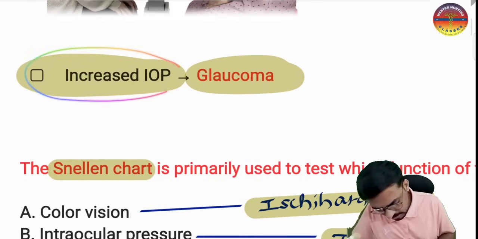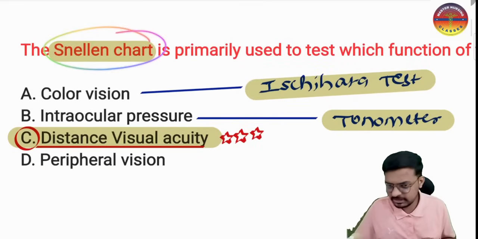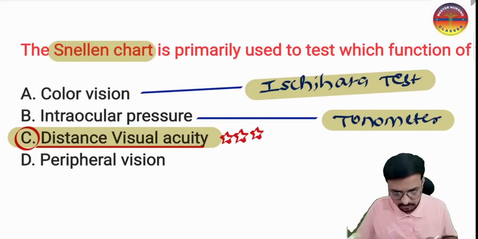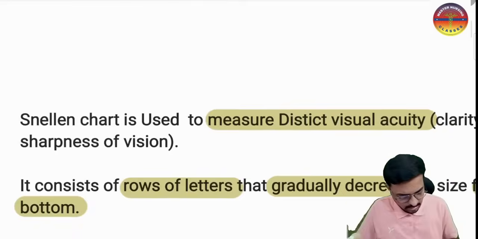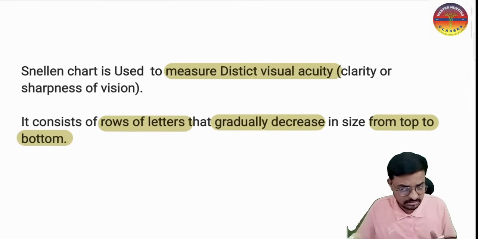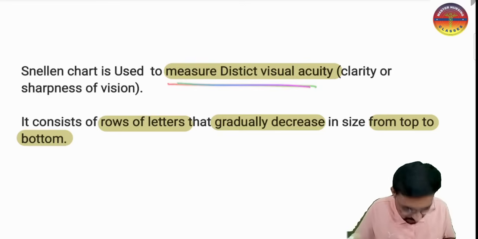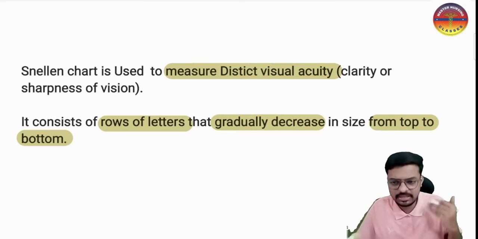Raised intraocular pressure we call glaucoma. And we have discussed the question on the Snellen chart. This is made for the assessment of distance visual acuity. For the assessment of near visual acuity, we have the Jaeger's test. So this Snellen chart is used to measure distance visual acuity, not near. For near visual acuity we have the Jaeger's chart. Distance visual acuity, Snellen chart.